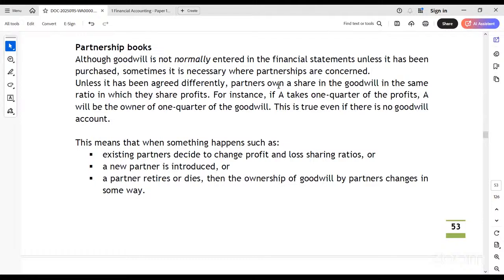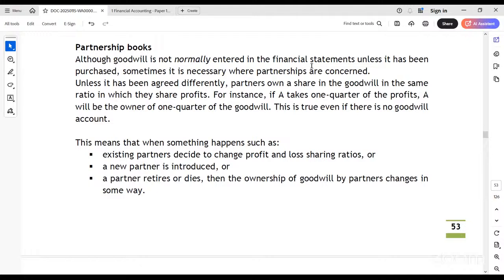Why? Unless it has been agreed differently, partners own a share in the goodwill in the same ratio in which they share profits. So if we start up our partnership business, it's going to be in operation. We are going to make profits. We are going to make a name for our business. So there is goodwill that is created. So that goodwill has to be shared. So we all have a share. The partners will be having a share in that goodwill for the partnership.